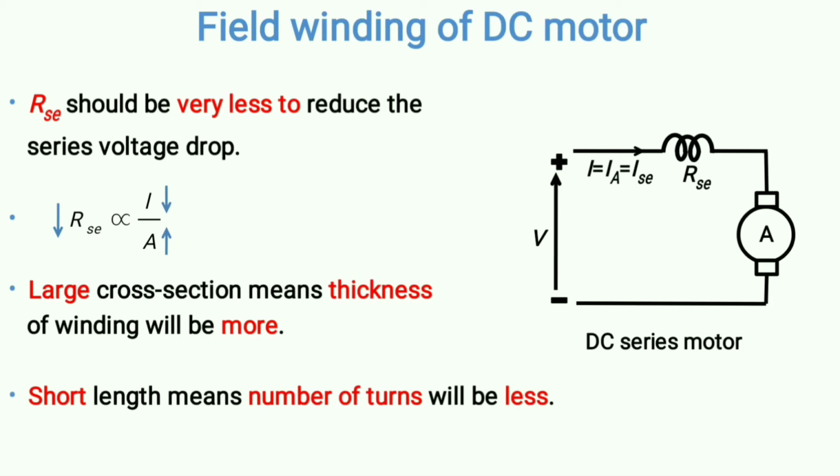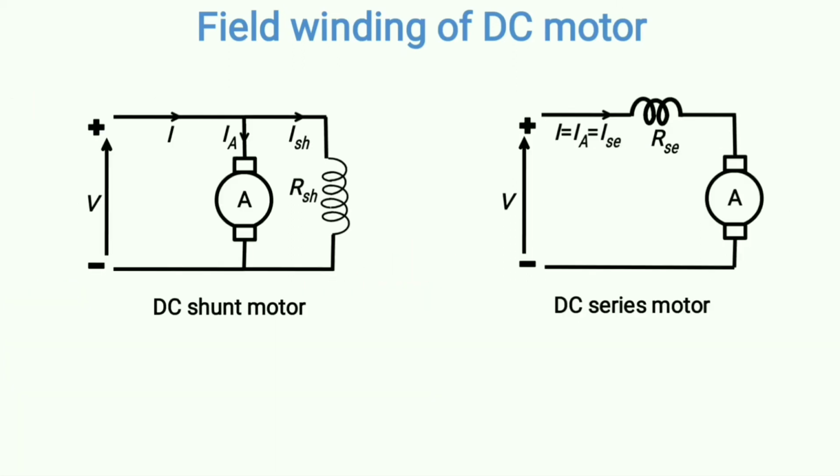Similarly, short length means number of turns will be less. Your number of turns should be very less. Then only the length will be short. So these 2 points should be kept in mind. So this is the summary.